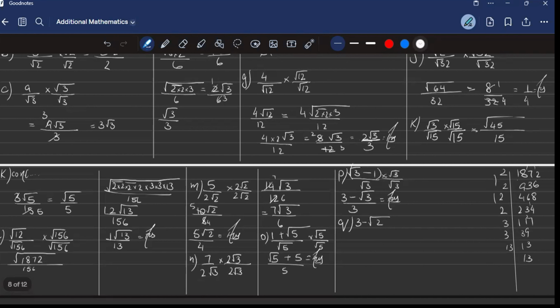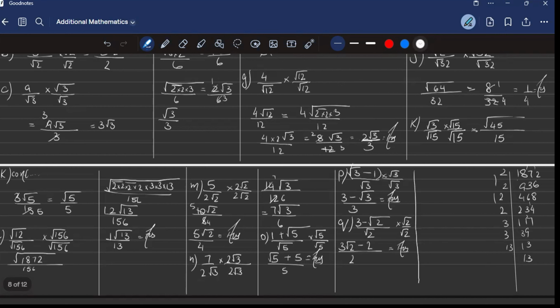3 minus under root 2 divided by under root 2. Again, the same thing: multiply and divide by under root 2 to rationalize the denominator. So 3 multiplied by under root 2 is 3 under root 2. Negative under root 2 multiplied by under root 2 would give us negative 2. Divided by 2. And that's the simplest one.